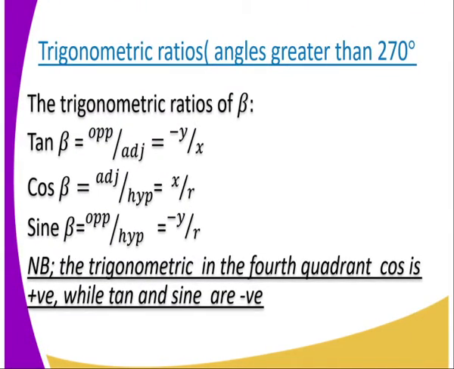We go to the fourth quadrant. These are where we have the angles that are greater than 270 degrees. The trigonometric ratios of beta: opposite over adjacent, that is tan, which is negative y divided by x. Then cos beta is adjacent divided by hypotenuse, which is x divided by r. And then sine beta is opposite over hypotenuse, which is negative y divided by r. And in this fourth quadrant, only cos is positive, while tan and sine are negative.